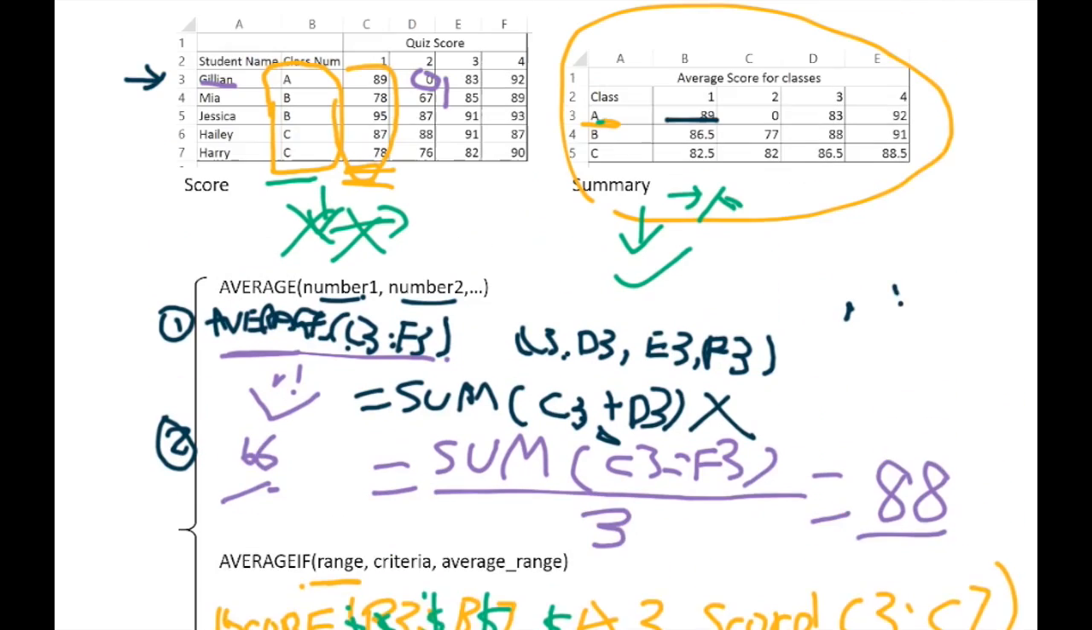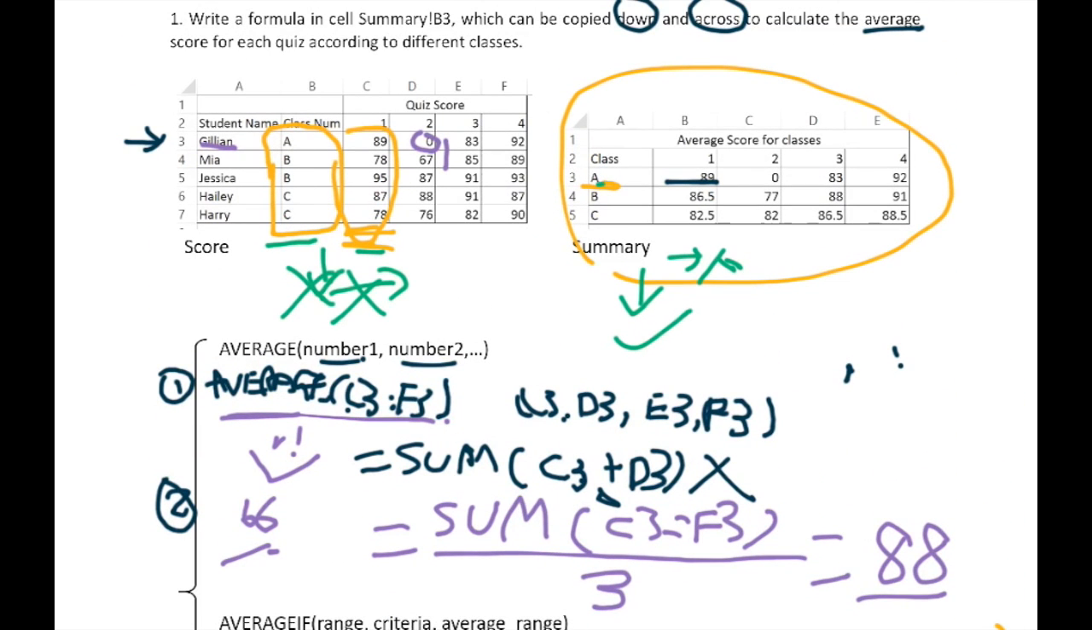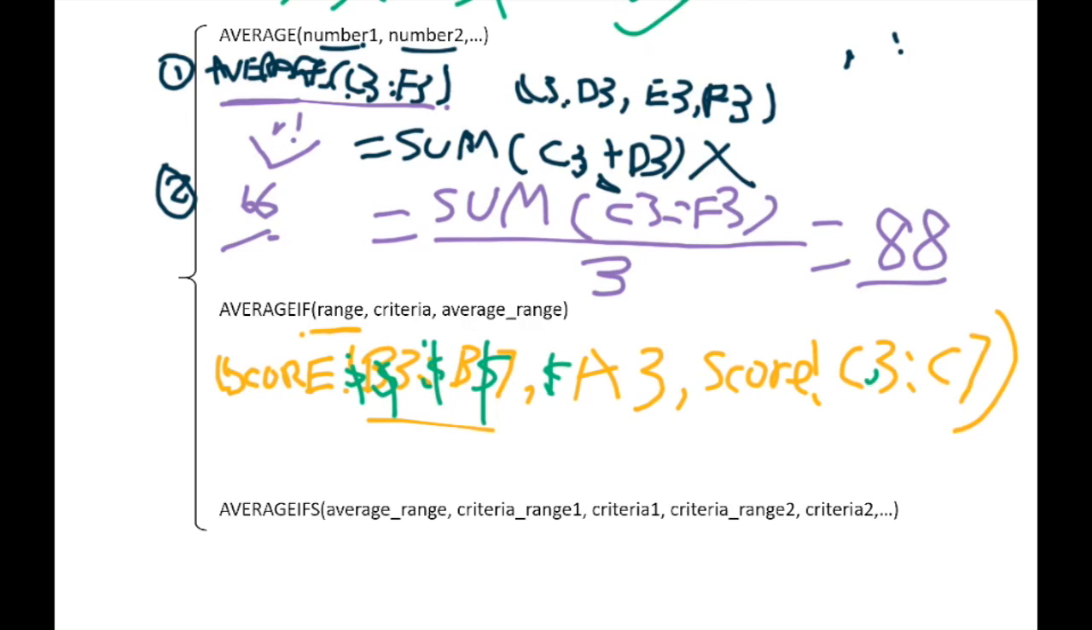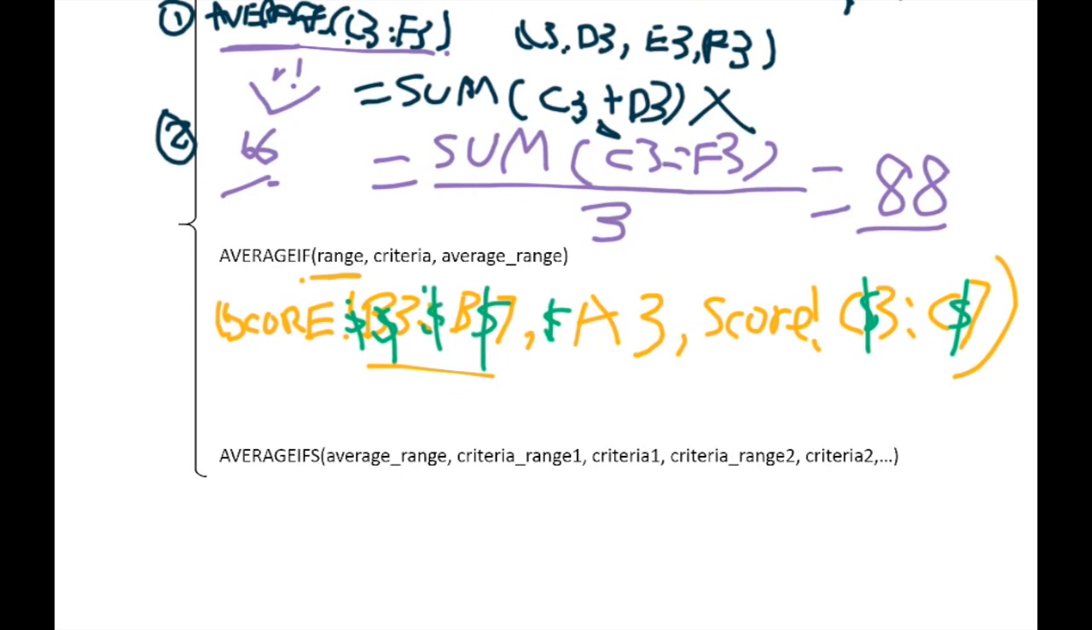And then for the average table here, I want it to move across so that I can know the average score for quiz 2 and 3, but I do not want it to move down. Which means I want to stick on the row, so I should add a dollar sign in front of the row. Okay, so that's the answer for this question.